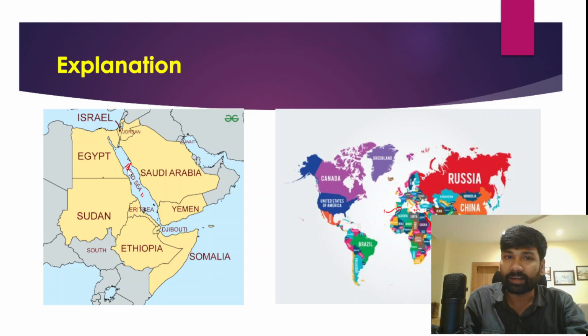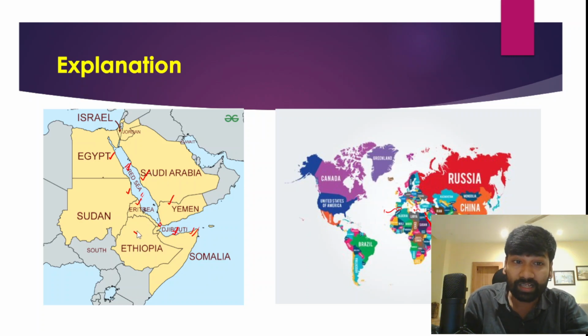Now understand the countries which share their borders with the Red Sea. Egypt clearly shares its borders with the Red Sea, Sudan also, Eritrea also, and Djibouti, and even Somalia to some extent. So to some extent we can say that yes, Somalia also shares its borders with the Red Sea, right? Yemen shares its borders, and Saudi Arabia also shares its borders with the Red Sea.